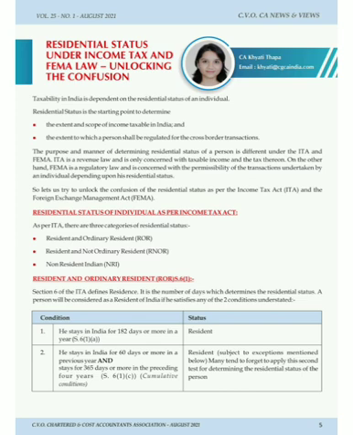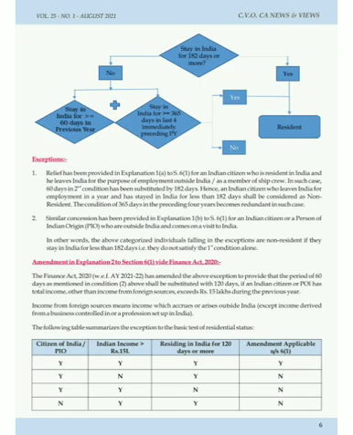Exceptions. Relief has been provided in Explanation 1A to S.6(1) for an Indian citizen who is resident in India and leaves India for the purpose of employment outside India as a member of a ship crew. In such a case, 60 days in the second condition has been substituted by 182 days. Hence, an Indian citizen who leaves India for employment in a year and has stayed in India for less than 182 days shall be considered as non-resident. The condition of 365 days in the preceding 4 years becomes redundant in such a case.